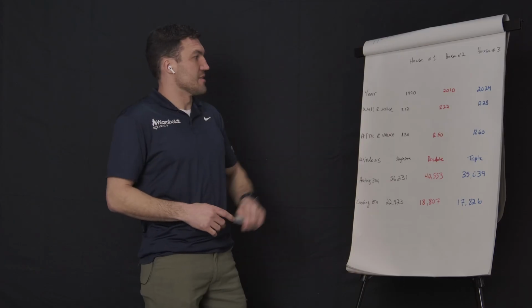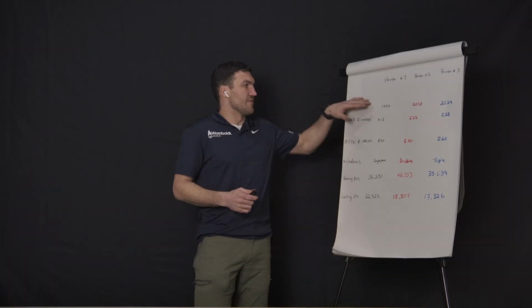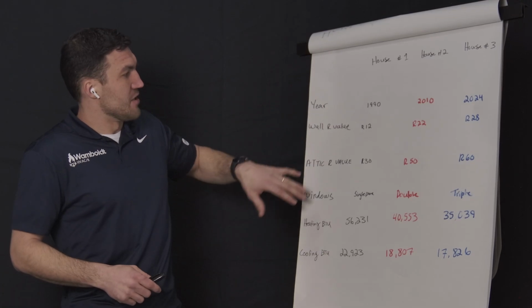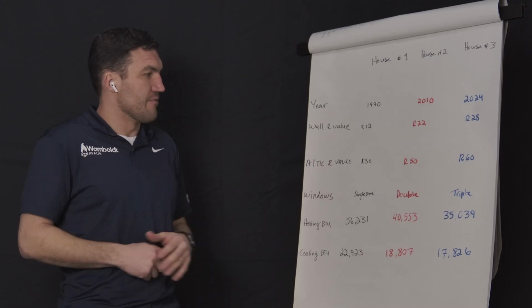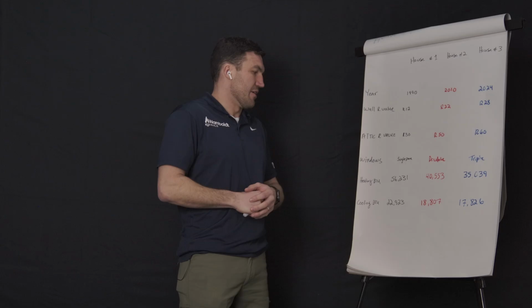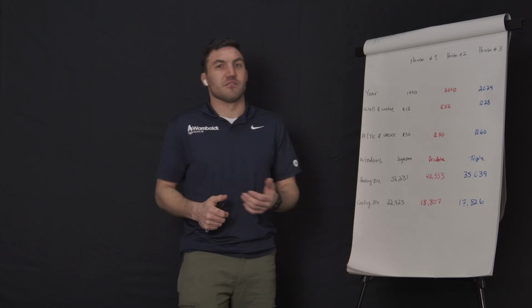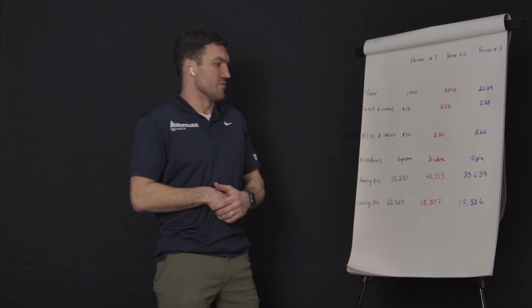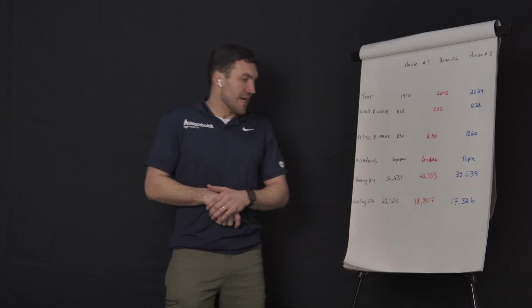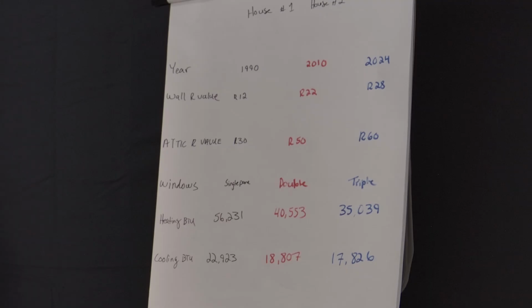So if we look at this, obviously we're gonna have not as good of insulation in the house that was built in 1990. You can see our insulation values here. So wall values are 12, attic value are 30, windows are single pane. So we come up with a final tally for a heating BTU of 56,231 BTUs required for that house to maintain its heat. And if we look at our cooling data, that is 22,923 BTUs.